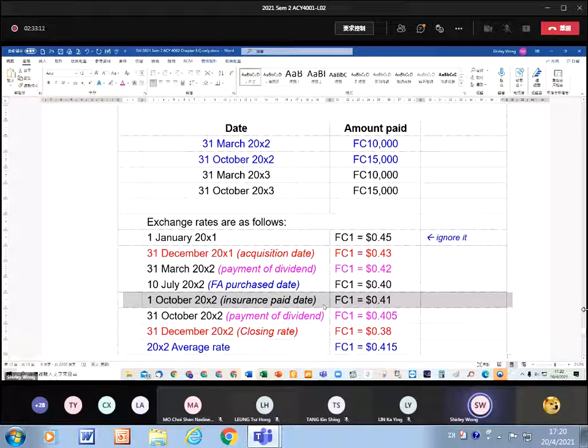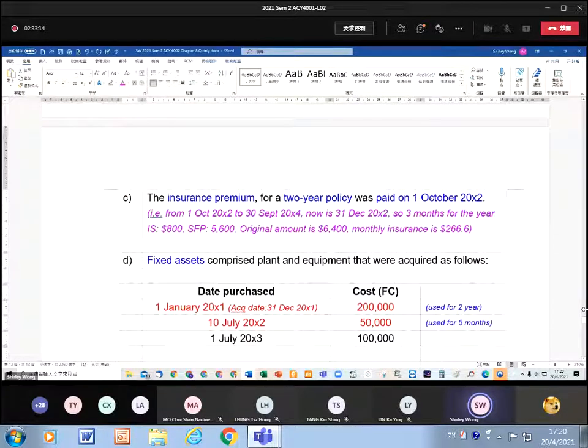Now it's December 2002. Therefore, 3 months before the year end, they purchased the insurance for 2 years. That is from 1st of October 2002 until 30th of September 2004. That is for 2 years insurance. And now is 31st of December 2002. Therefore, it is already 3 months for the year.